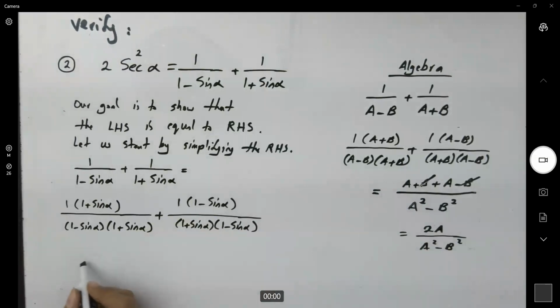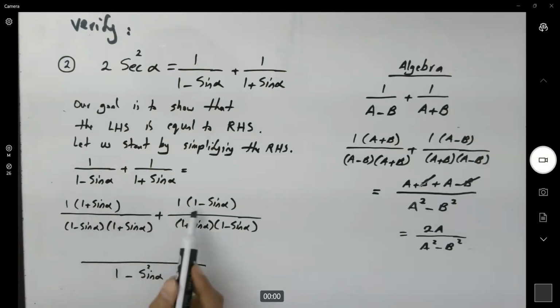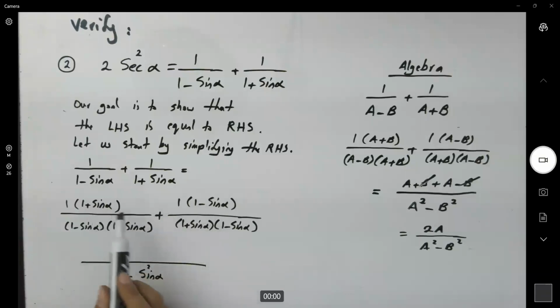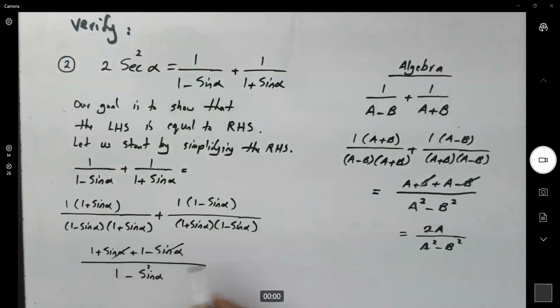So you're going to get one denominator, which is 1 minus sine squared of alpha, and on the numerator, if you add these two, negative sine alpha and sine alpha cancel out each other. You're left with 1 plus sine alpha plus 1 minus sine alpha. You're left with 1 plus 1, which is 2, divided by 1 minus sine squared of alpha. Very good. But what is 1 minus sine squared of alpha?